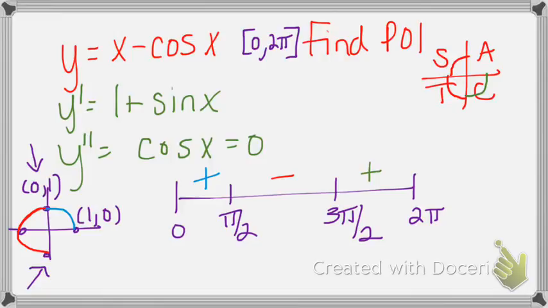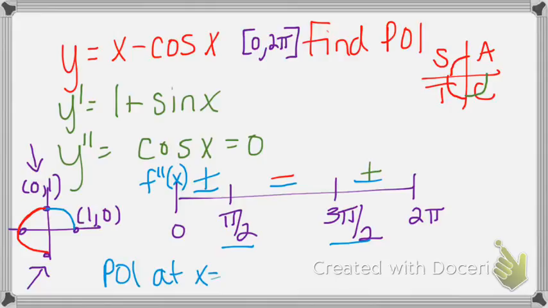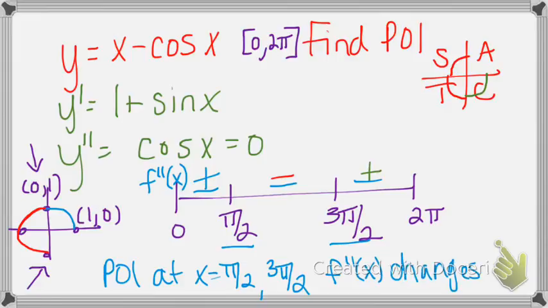Now, what that tells me is that there's a point of inflection at pi over 2 and at 3 pi over 2 because I've plugged those things into the second derivative, and the second derivative is going from concave up to concave down to concave up. And because concavity is changing at each of those places, then there's a point of inflection at each of those. So POI at x equals pi over 2 and 3 pi over 2. And my reason is that f double prime of x changes sign.